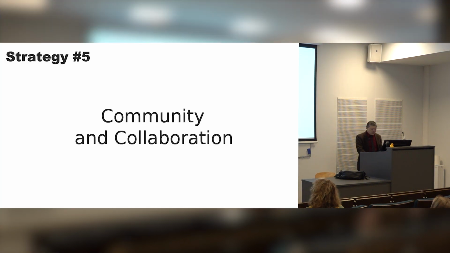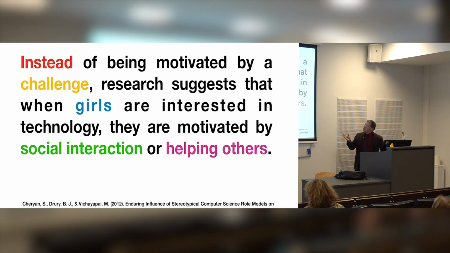The fifth strategy is building community and collaboration. Some of the relevant research shows that instead of being motivated by a specific challenge, like changing the world, when girls are interested in technology, they're really motivated by social interaction or by helping others. And so the more social we can make that class, the more we value and reward girls coming in who already have those skills. Girls tend to come in with a higher degree of social intelligence. They're actually better at working with other people and collaborating. A lot of my top programmer boys are terrible at communicating with other people or working in a group, and so they shy away from that.